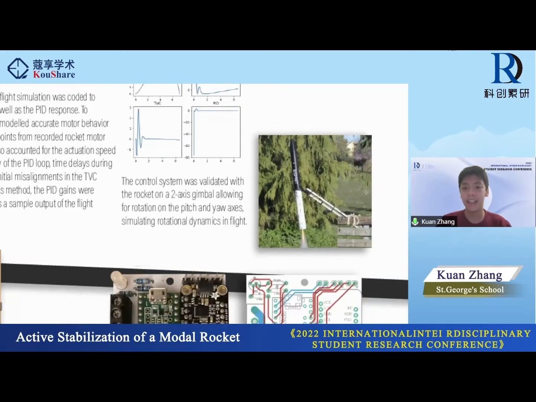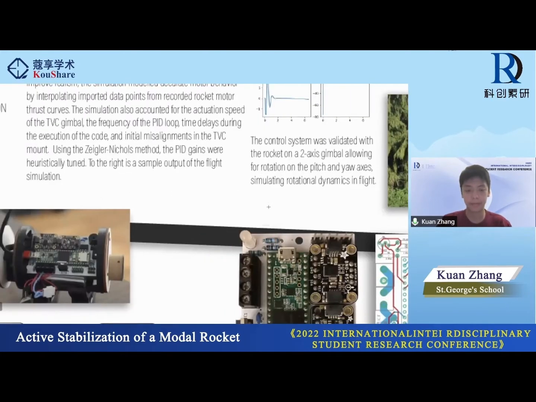The control system then had to be validated by putting the rocket on a 2-axis gimbal, allowing for rotation on the pitch and yaw axes. So essentially, the rocket here is free to rotate about that gimbal. This simulates the rotational dynamics of flight, and the guidance software is responsible for trying to keep the rocket straight up as it would do in an actual flight.